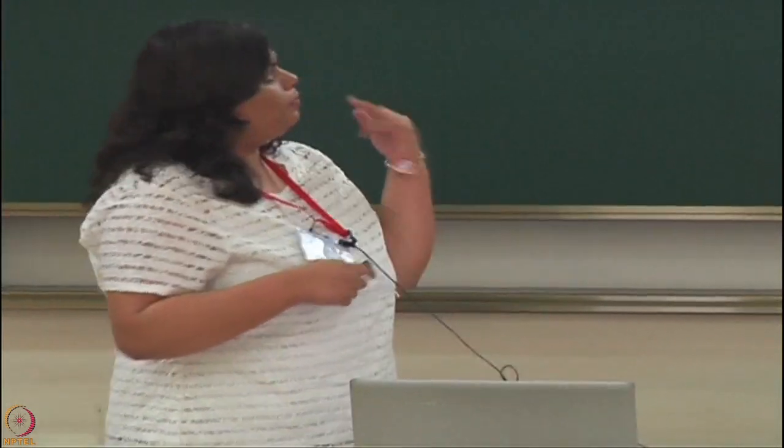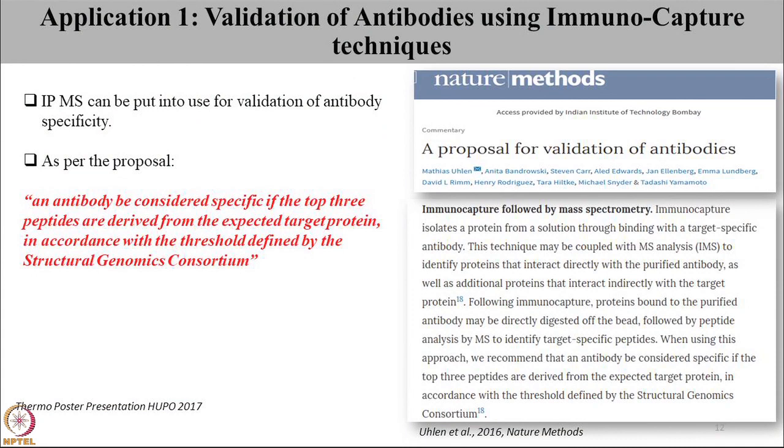So thereby there are many things that you can do with this technique. Coming to the first application, in this proposal for validation of antibodies, Matthias Uhlen's group has proposed that immunocapture followed by mass spectrometry is a very nice way to know whether your antibody is specific or not. If your antibody is very specific to your target, and you bind it to a bead conjugate and then do an immunocapture, it should bind only to the protein of your interest.